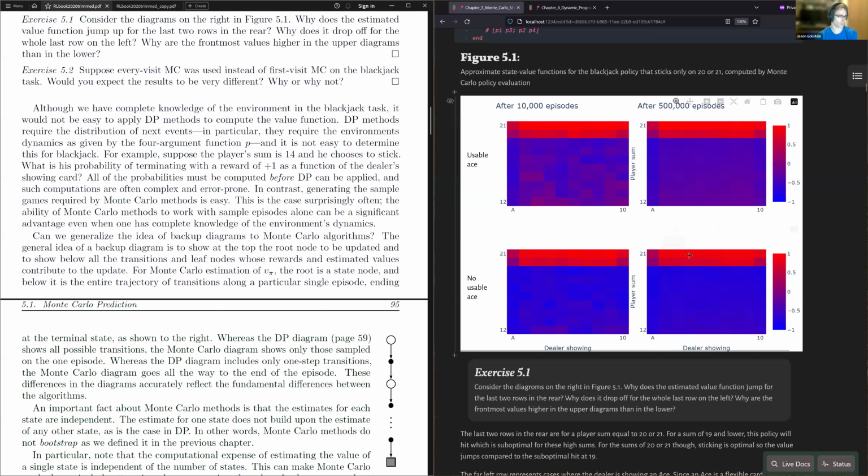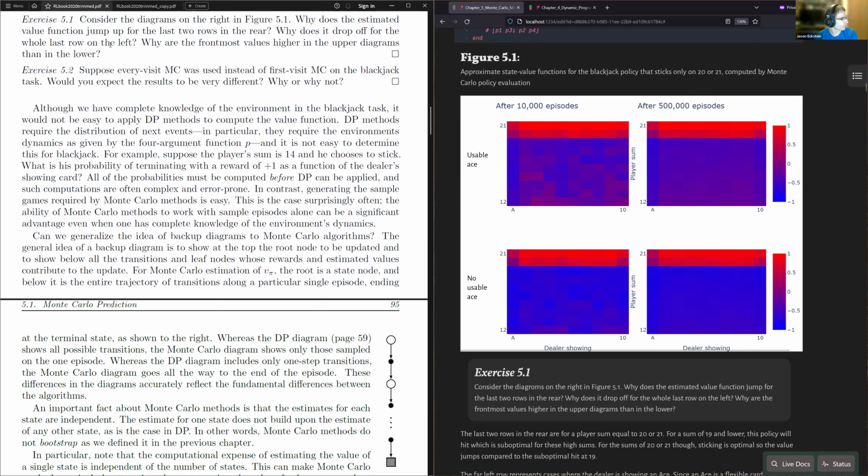Yeah, usable ace. Actually, also if there's no usable ace, which is part of the state space, all these values are also lower than these values. So there's a few things about this, and if you understand how blackjack works, it should be possible to give an answer to this.